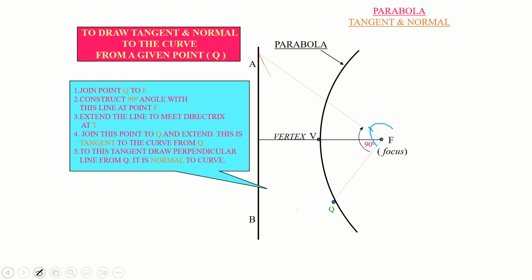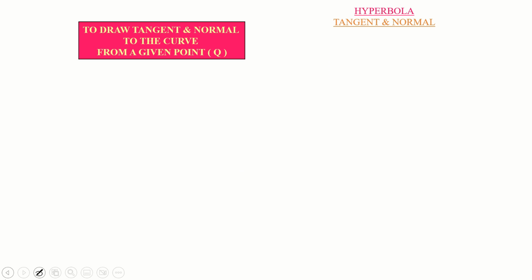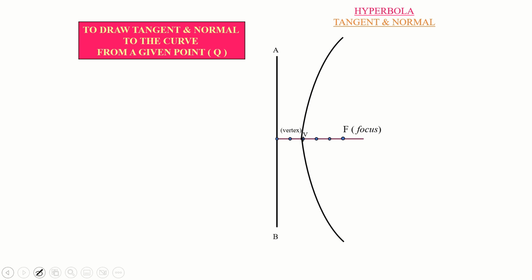Join this point P and point Q, you will get a tangent, and 90-degree to the tangent, draw another line which is passing through Q, that is the normal. A similar procedure can be followed to draw the tangent and normal for the hyperbola.